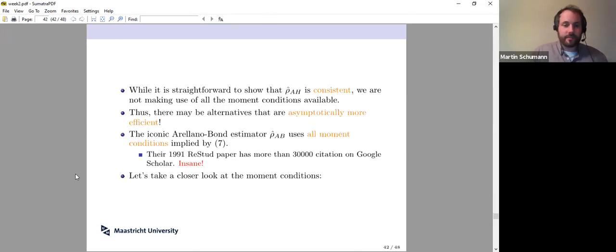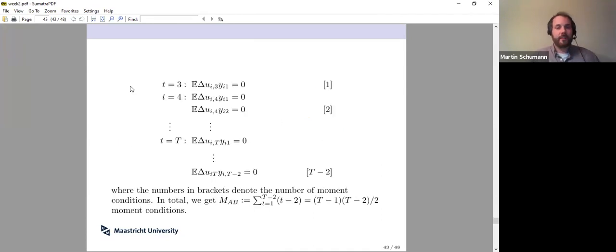So let's look at the moment conditions. We know that delta u_it is uncorrelated with all the lags of the y's that are at least 2 time periods away. So for t equal to 3, we get 1 moment condition. For t equal to 4, we know that y_i2 and y_i1 are both at least 2 time periods away, so we get 2 moment conditions. And if we continue like that, then for the last time period, we actually have t minus 2 moment conditions.